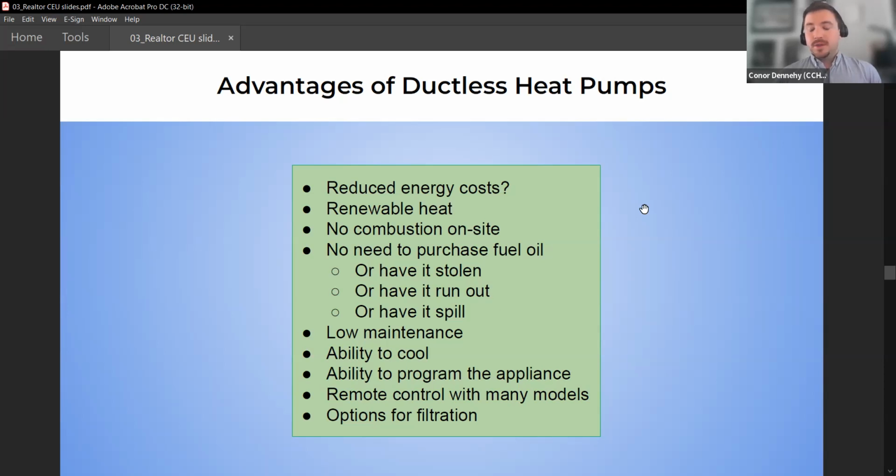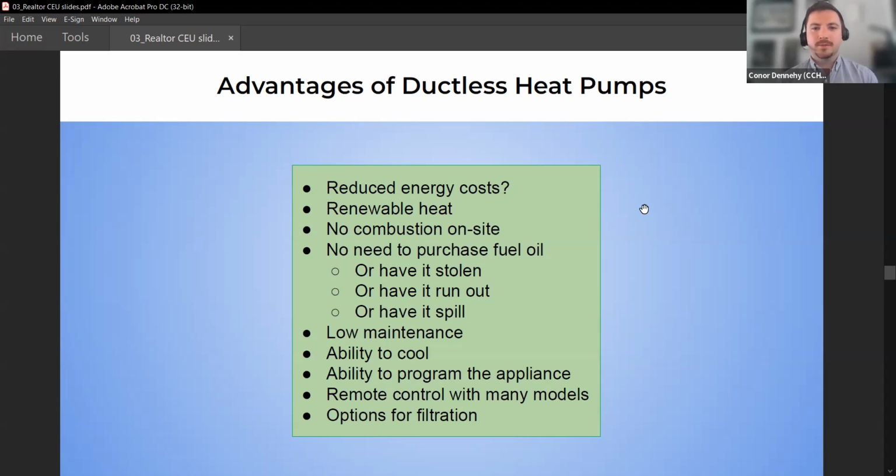Because of that, there's no combustion on site. So we're using heat exchangers and refrigerants to extract the heat from the outside and put it into the house. And so that's good for your outdoor air quality, both locally and for your town. Here in Fairbanks in the winter, we've got some outdoor air quality issues. So if we can reduce any specific site combustion, then that's really helpful for the community as a whole.